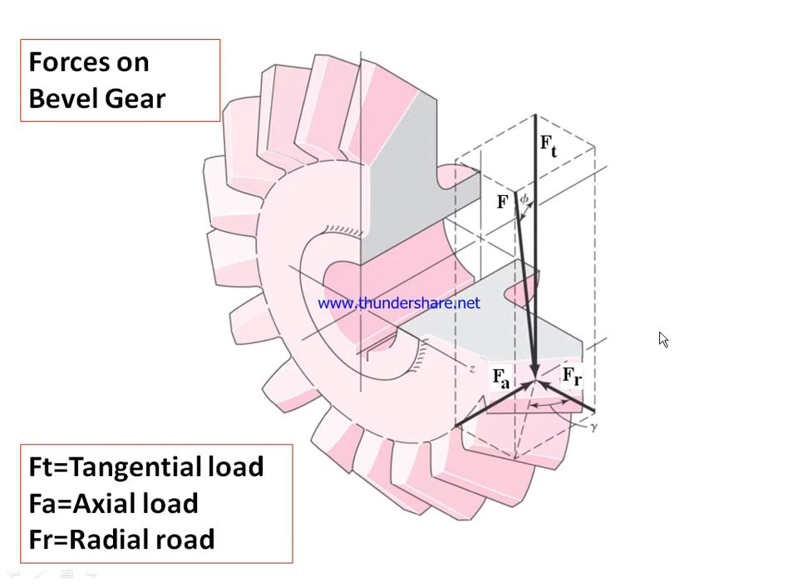And here this slide shows various forces coming on the bevel gear tooth. So this is the load coming on the gear tooth F, and if it is resolved, we will get the tangential load Ft, the axial load parallel to the axis Fa, and radial load perpendicular to the axis. And we are interested in this component of the load, that is Ft.